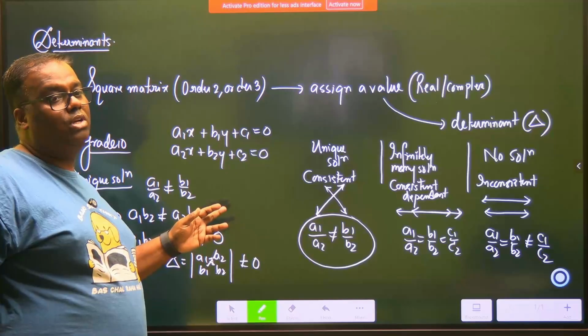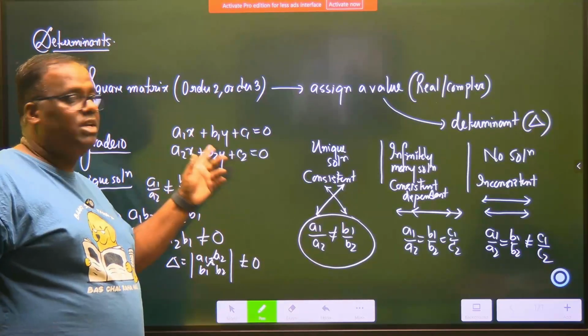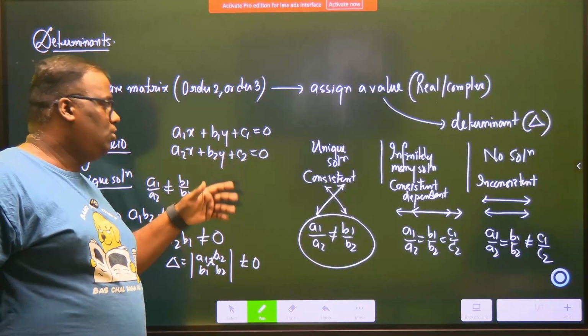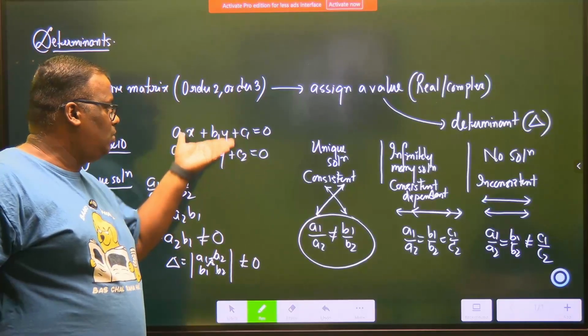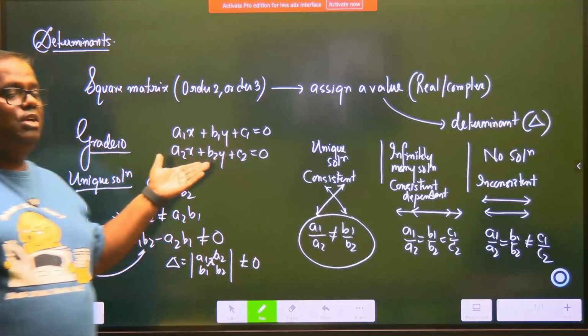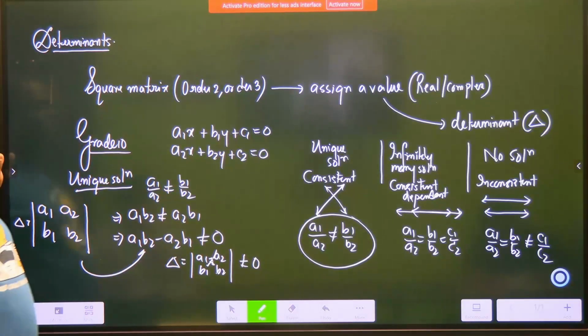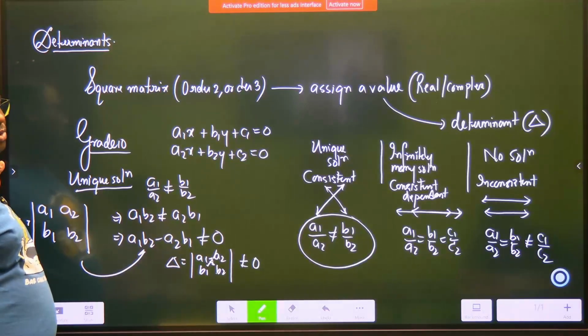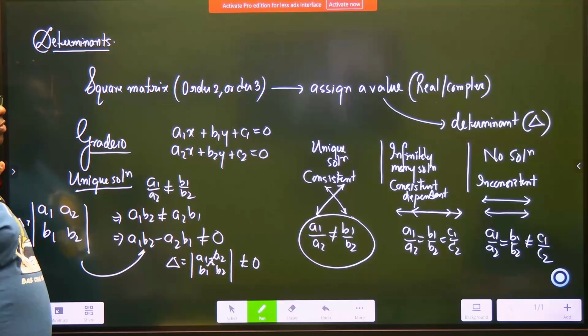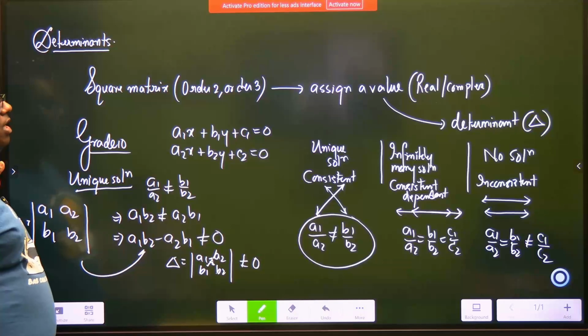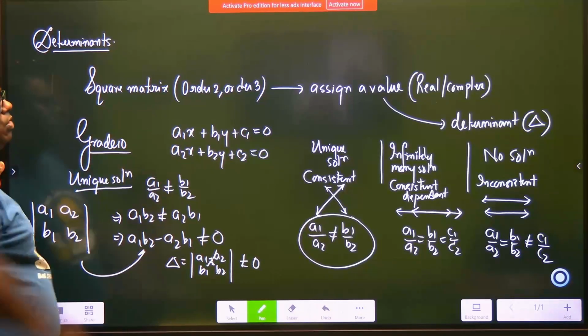There is a rule called Cramer's rule. They will have x, y, z. In order to solve with a number of variables, your number of equations should be equal. I hope you know that. If you have a linear equation in 1 variable, 1 equation is sufficient. If you have 2 variables, you need 2 equations. If you have 3 variables, you need 3 equations. So here we are going to solve 2 equations.